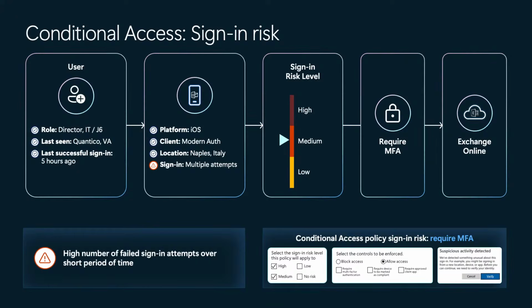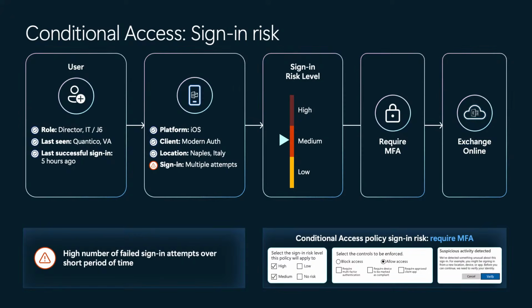On the left-hand side, we've got a user who is a director of IT in Quantico, Virginia. The last successful sign-in was 5 hours ago. Because we are the IAM and IDP, or identity provider, that issues the token, we get a tremendous amount of information as part of the login request. You'll see here, we know that it's coming from an iOS device. We know that the client is utilizing modern authentication. And oh yeah, we also notice that they're coming from Naples, Italy now. And there are multiple attempts happening all at the same time. This is concerning to us.